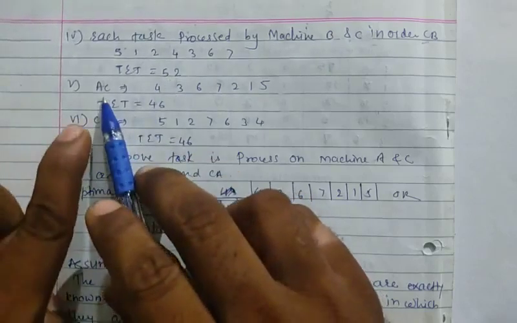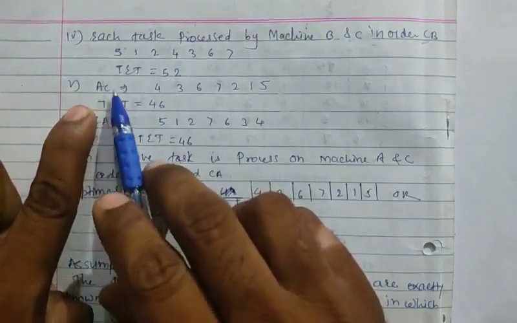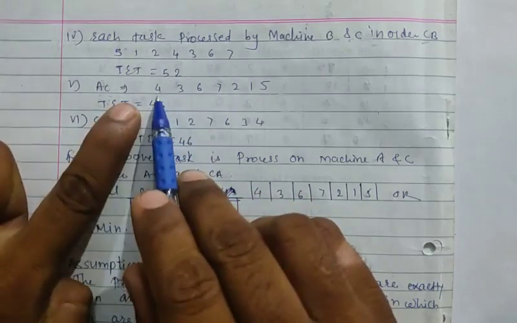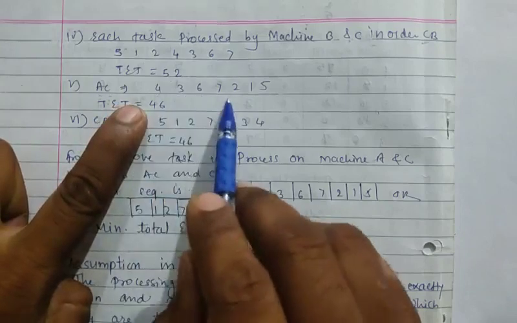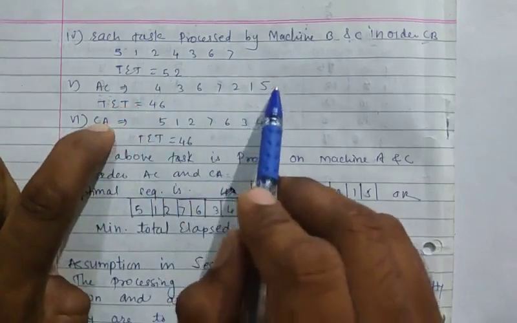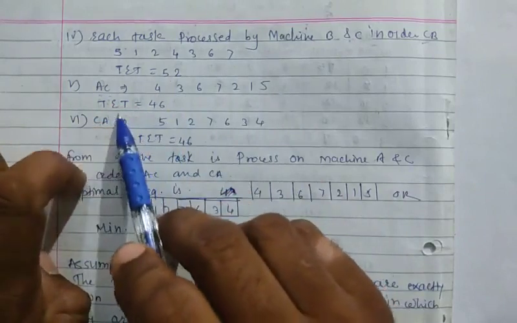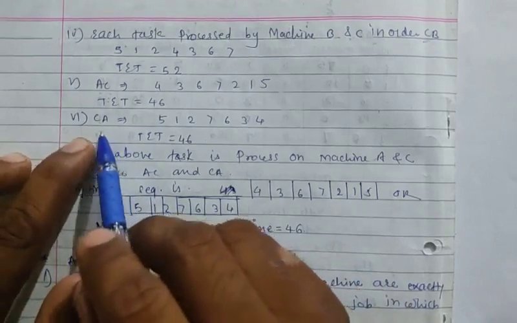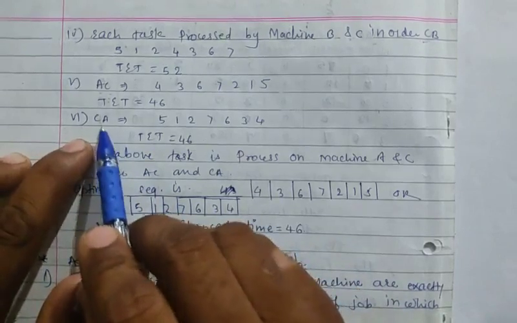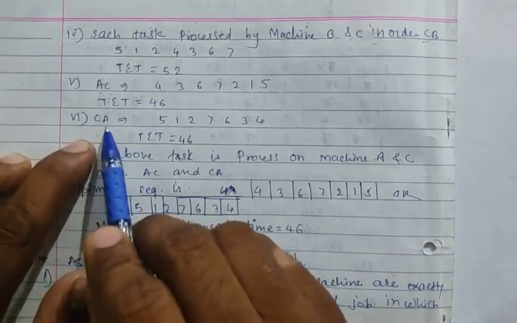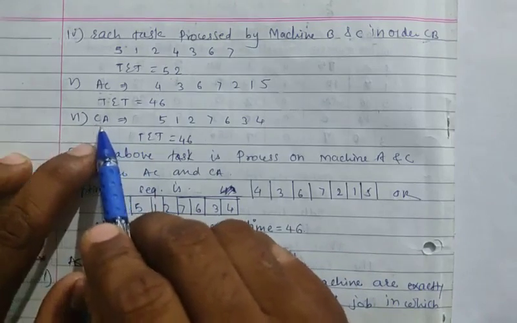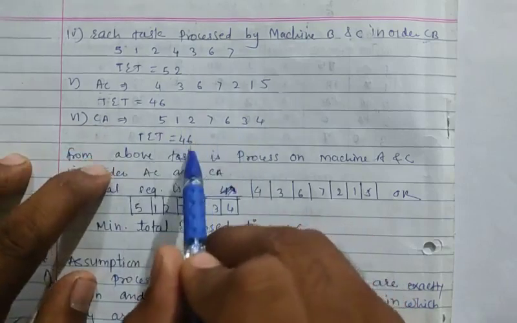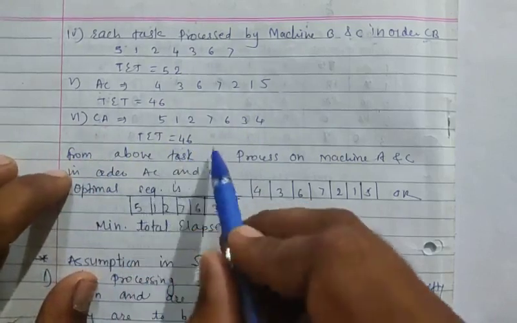Now if we process the tasks on A and C, A is the first machine and C is the second machine. In this case you get the optimal sequence 4, 3, 6, 7, 2, 1 and 5, and after preparing the chart the total elapsed time is 46. Finally, if we process in order CA, machine C is the first machine and A is the second. In this case this is the optimal sequence and 46 is the total elapsed time after preparing the chart.